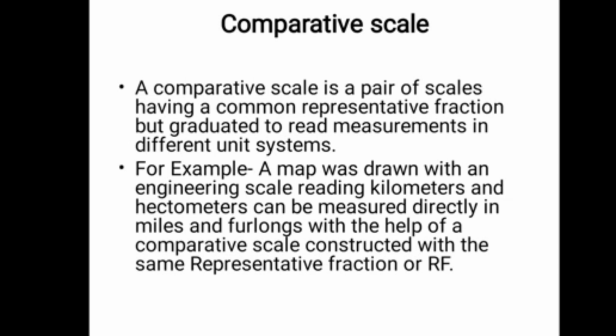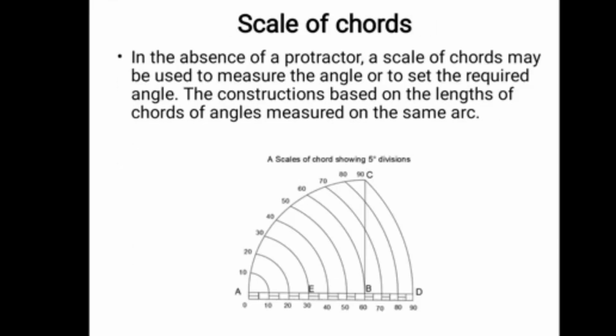Comparative scale means that for different dimensions in a map we can measure in parallel, both kilometers and hectometers, by using a comparative scale with the representative fraction, like miles and furlongs. Scale of chords is basically used where we want to find out an angle and we don't have a protractor. Using this scale of chords you can measure or set any angle.